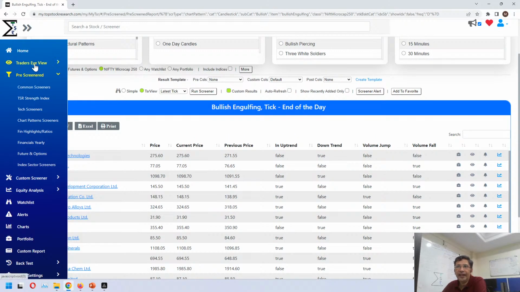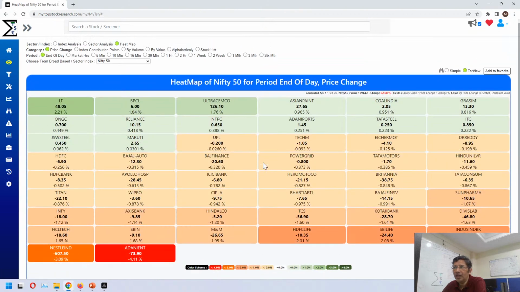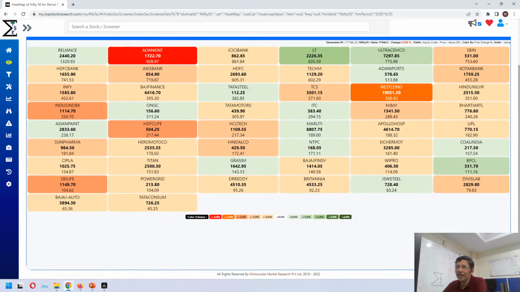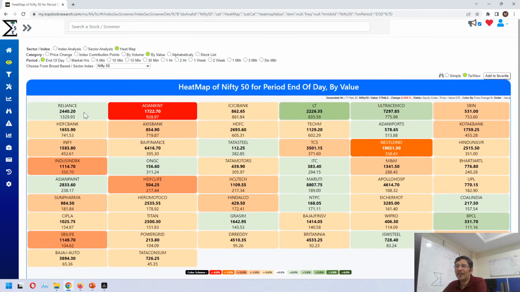Let me take you to the heat map, right? If you look at the heat map, it gives you a general idea of which stocks are moving up or down. There's another option available here, the index contribution point. That may be a little too complex for some of you, maybe easy for some of you. When you look at the value, it'll tell you which stocks are trading at the highest value. Value is basically the stock price multiplied by the volume. That gives you the value, right?